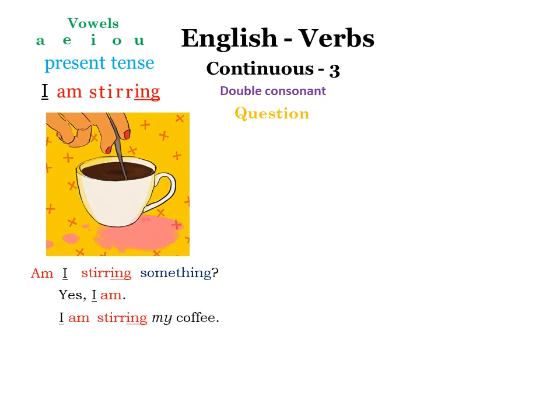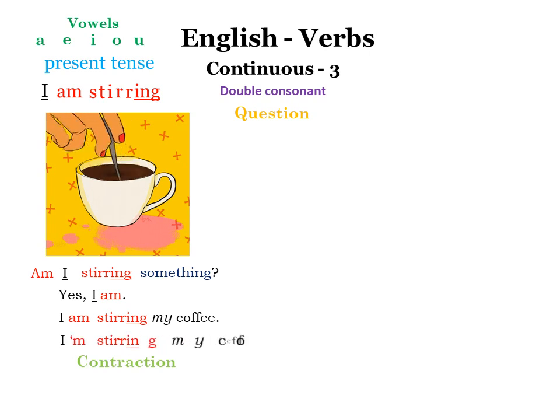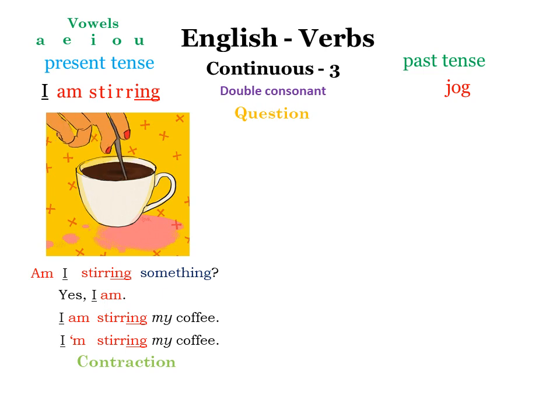I am stirring my coffee. The contraction for I am is I'm. I'm stirring my coffee. Past tense. Jog, add another G, and then ing, jogging.